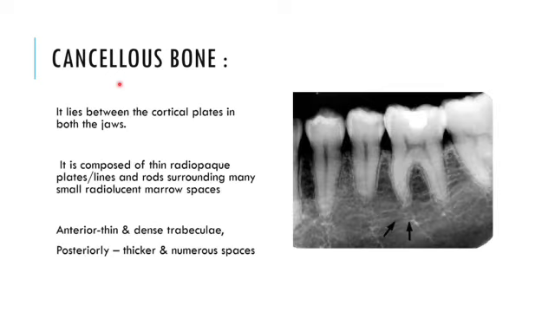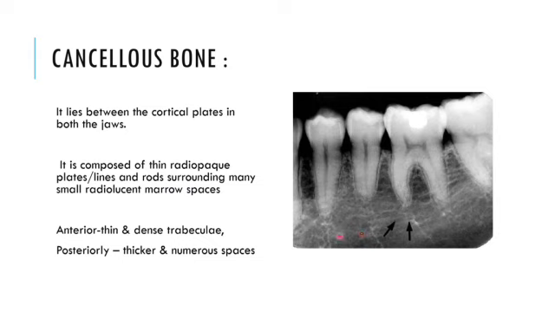So next, about the cancellous bone. This lies between the cortical plates in both the jaws and it is composed of thin radiopaque plates or lines and rods surrounding many small radiolucent marrow spaces. Can you see the marrow spaces here? You have a thin radiopaque line surrounding that.